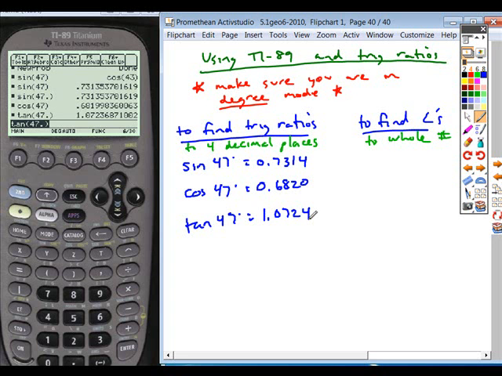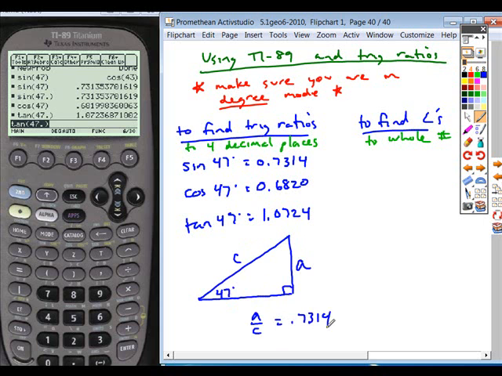Again, notice there's no restriction on tangents. It can extend from negative infinity to positive infinity. So what these are actually representing, when you see something that says the sine of 47 equals 0.7314, what that's saying is if you take any right triangle and you measure off an angle of 47 degrees, the ratio of opposite to hypotenuse, that A over C, has to be 0.7314.